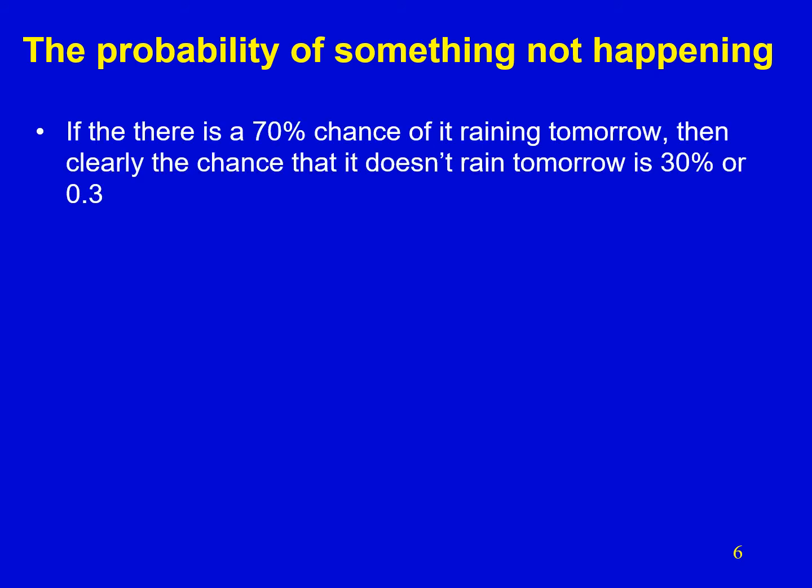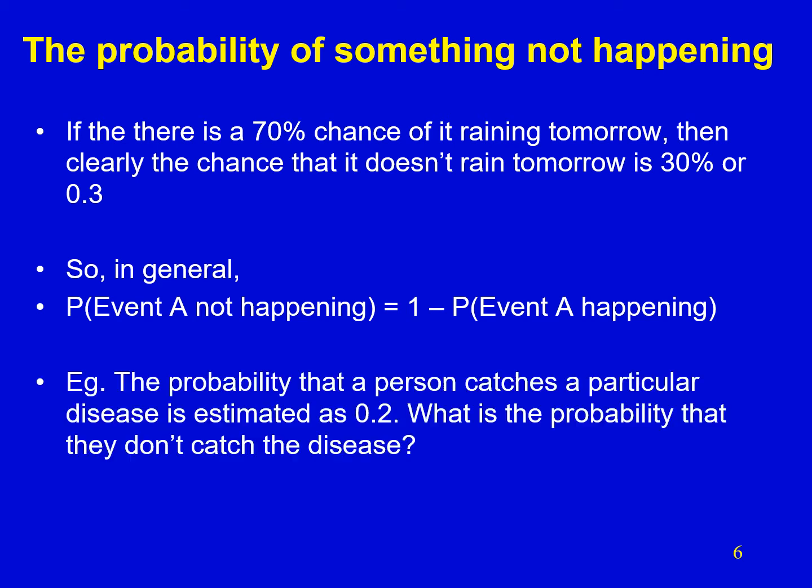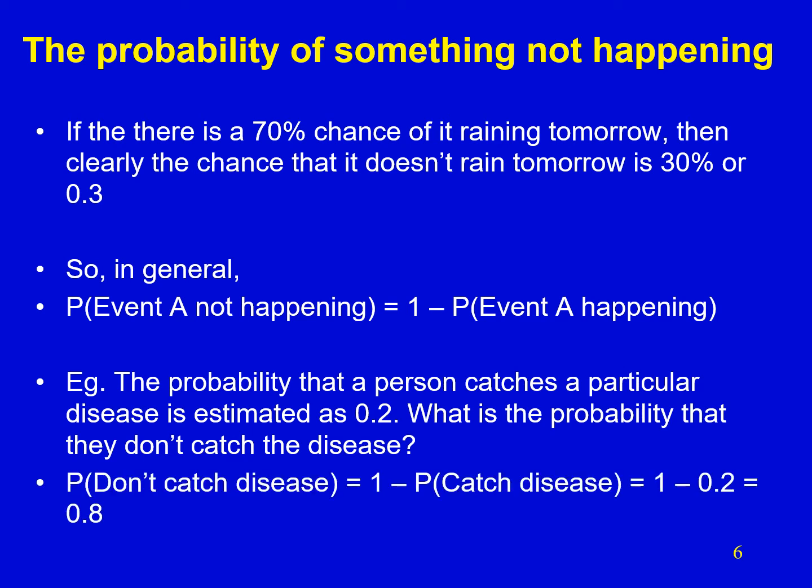Now let's have a look at how to calculate the probability of something not happening. Let's imagine there's a 70% chance of it raining tomorrow. Then clearly the chance it doesn't rain is going to be 30%, or 0.3. So in general we can deduce from that that the probability of something not happening is 1 minus the probability that it happens. So for example, if the probability that a person catches a particular disease is 0.2, we can find the probability they don't catch the disease by simply doing 1 minus 0.2, which is 0.8.